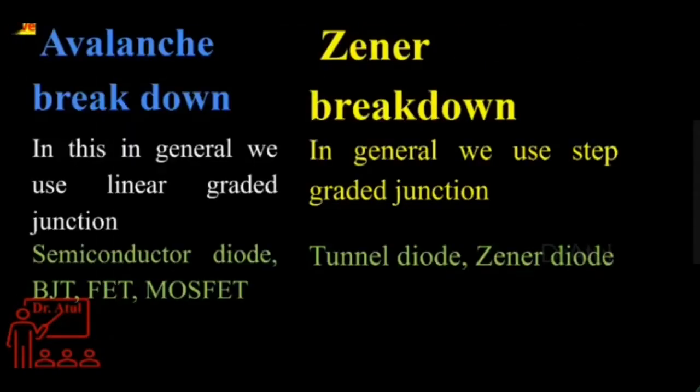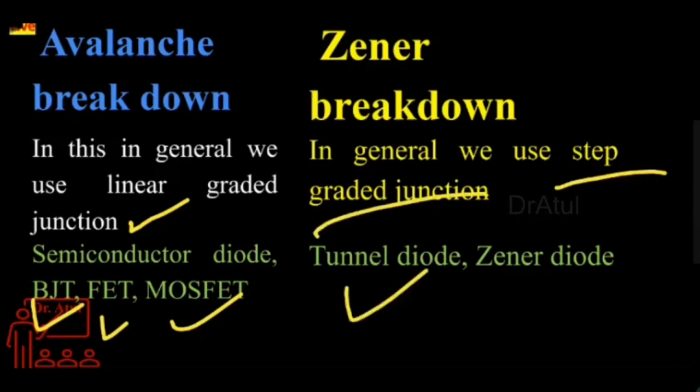So avalanche breakdown is used in the graded junction like semiconductor diode, BJT, FET, MOSFET, and Zener breakdown is used in the step graded junctions like tunnel diode and Zener diode. So these are the applications of avalanche breakdown and Zener breakdown.